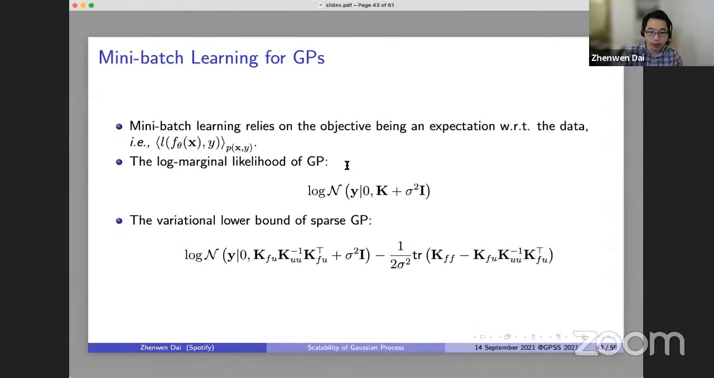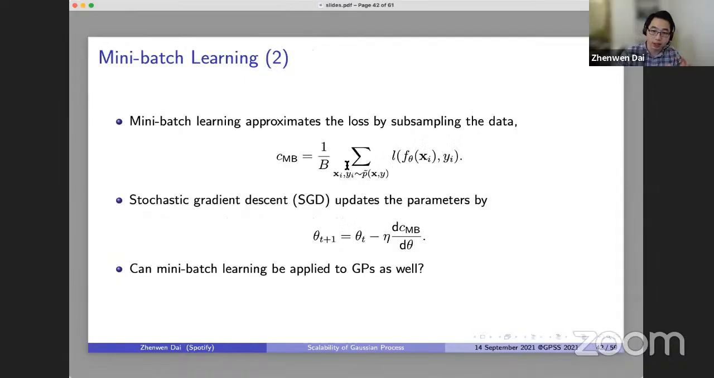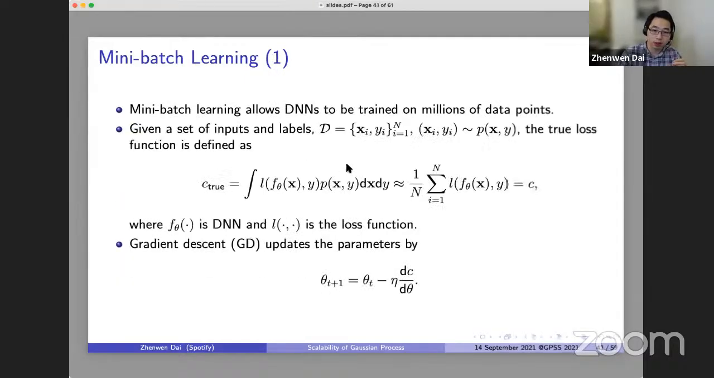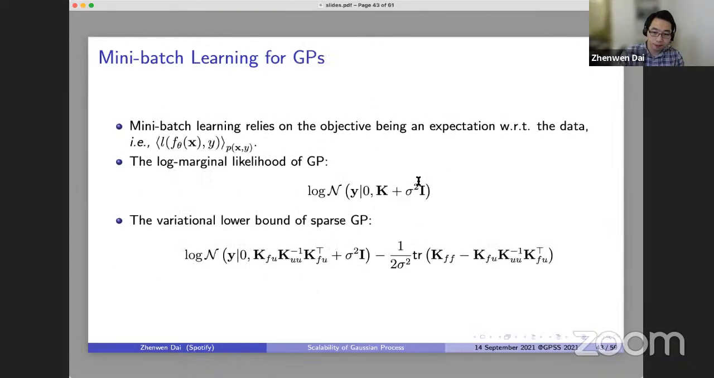If we directly look at this lower bound, the trick of mini-batch learning from deep learning is not applicable, because one essential requirement mini-batch training relies on is that the loss can be written as a sum over different data points. Therefore, we can subsample the big data set into a smaller one, resulting in an unbiased estimate of the gradient. The variational sparse Gaussian process formulation cannot be written as a sum over data points.